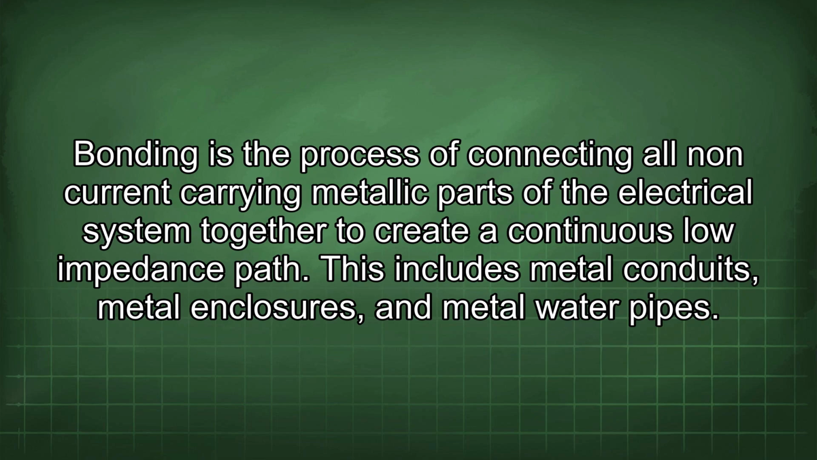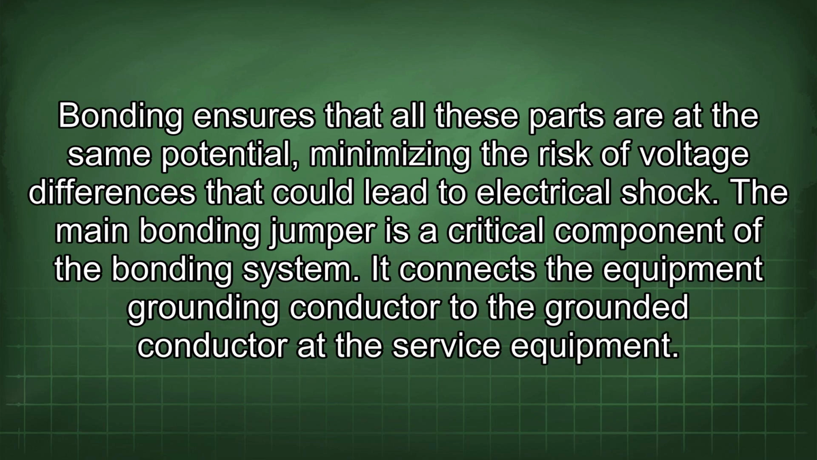Bonding is the process of connecting all non-current carrying metallic parts of the electrical system together to create a continuous low impedance path. This includes metal conduits, metal enclosures, and metal water pipes. Bonding ensures that all these parts are at the same potential, minimizing the risk of voltage differences that could lead to electrical shock. The main bonding jumper is a critical component of the bonding system.